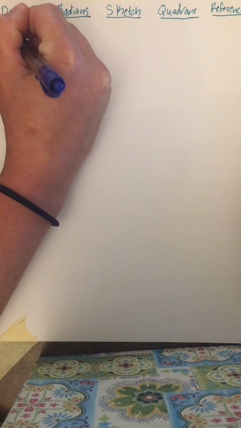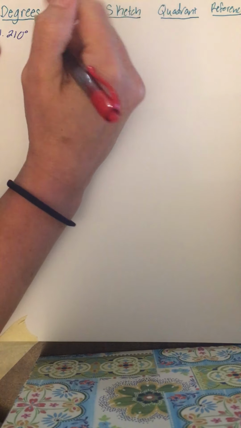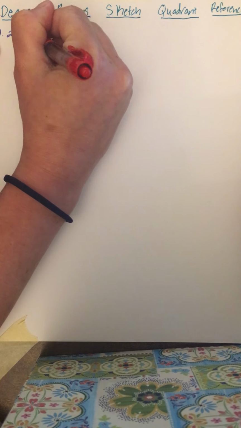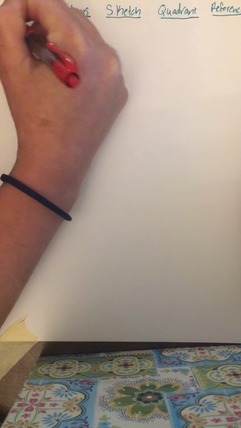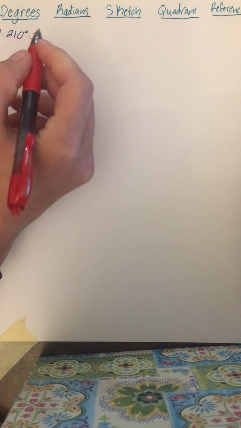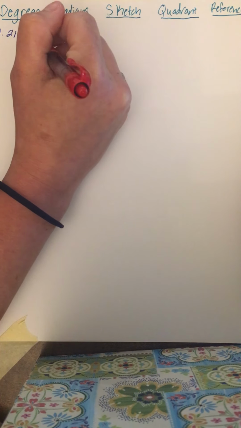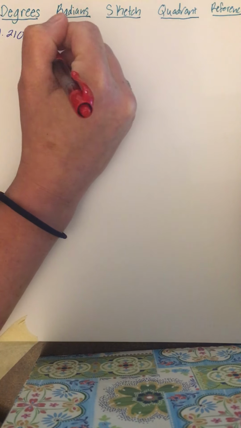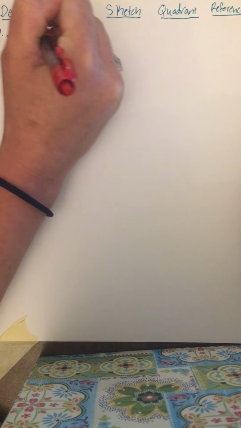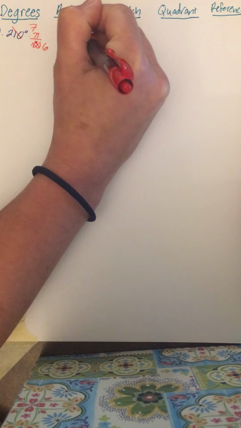210 degrees. If we want to go from degrees to radians, we multiply by pi over 180. So if we say times pi over 180, we can cross simplify. If we divide both by 30, then that will give us 6 here and 7 here. So in radians, this is 7 pi over 6.